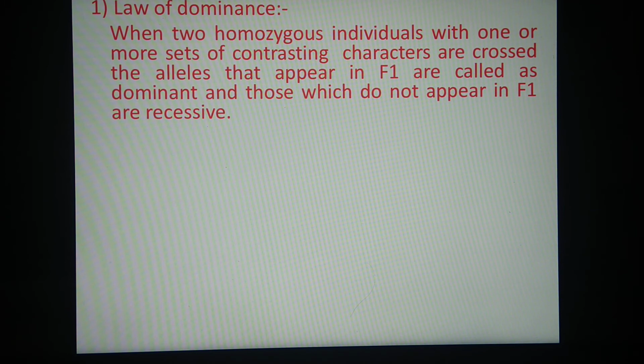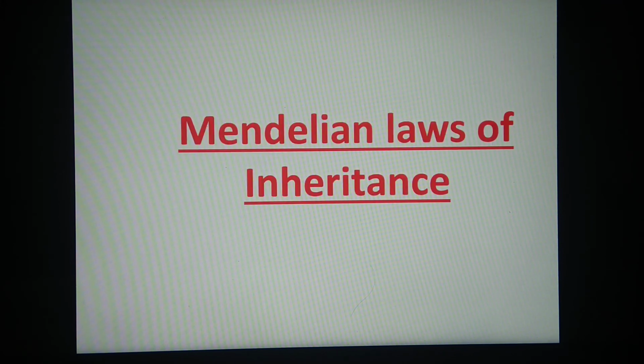What is this law of dominance? See, when two homozygous individuals with one or more sets of contrasting characters are crossed, the allele that appears in F1 generation is called dominant, and those that do not appear in F1 are called recessive. As we have seen, monohybrid and dihybrid crosses both. You have seen that. Once again, we'll see a cross.